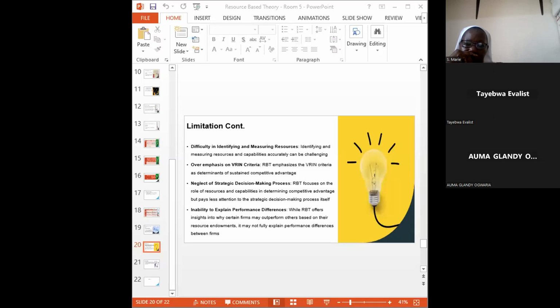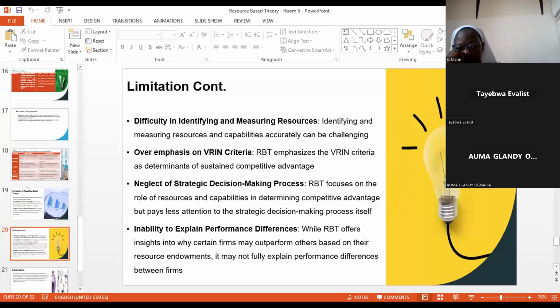Okay, and come back. Please try to summarize so that we go to the next group. Just summarize, what are the limitations in regards to that theory?